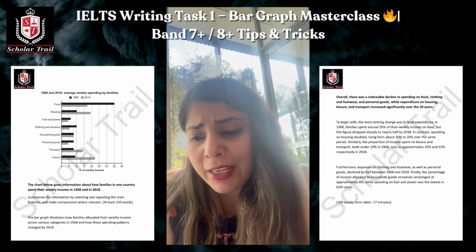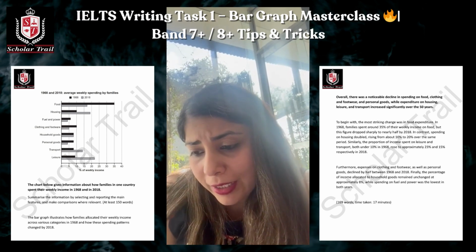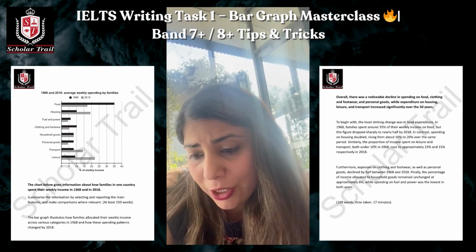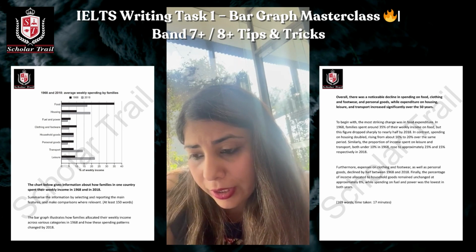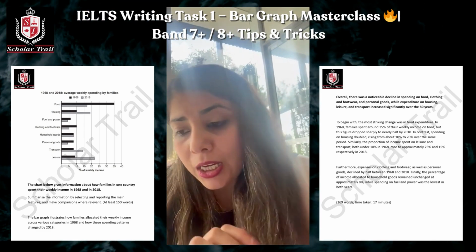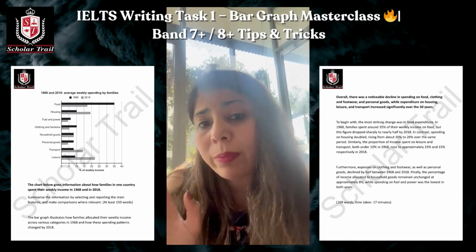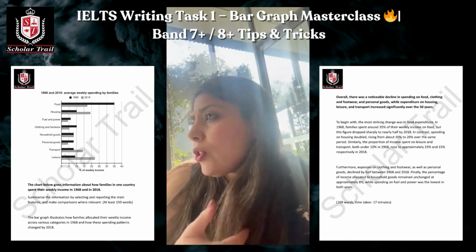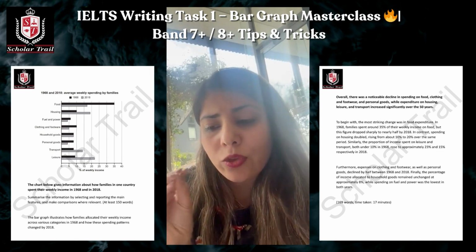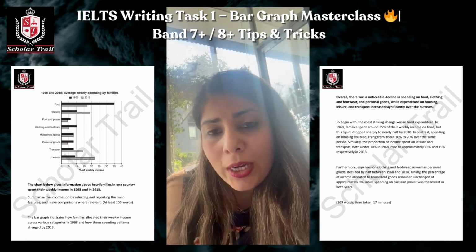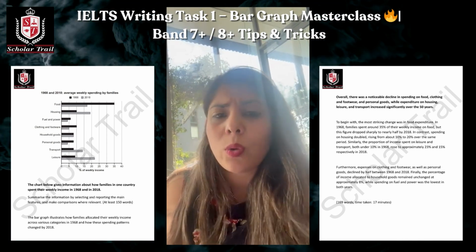Okay, let's go to finally the last sentence. So finally, the percentage of income allocated to household goods remained unchanged. Something which remained unchanged is a trend that you need to look at. So it remains unchanged in both years, while spending on fuel and power was the lowest in both years.